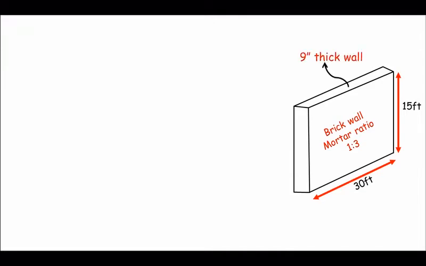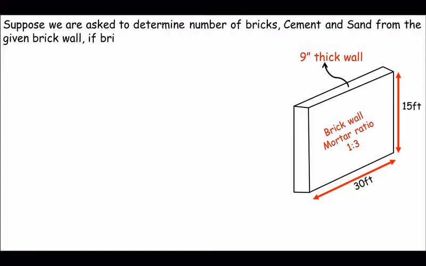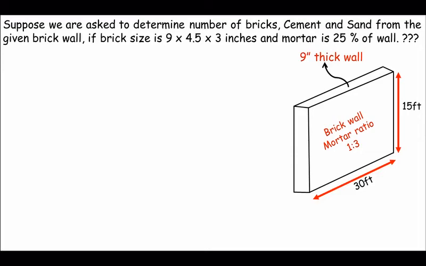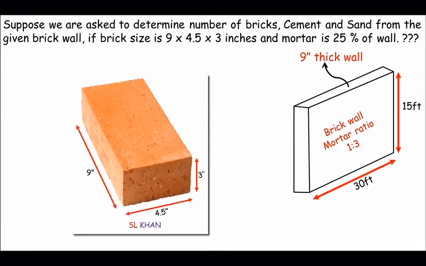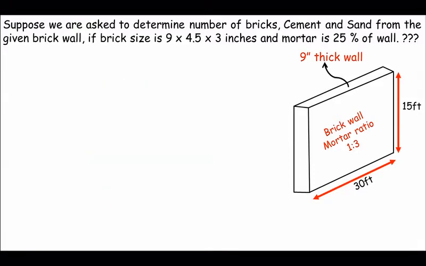Let's suppose we have a brick wall like this one. The length of the brick wall is 3 feet, its height is 15 feet, and let's suppose the thickness of the wall is just 9 inches, right? And let's suppose we are asked to determine the number of bricks, cement and sand from the given brick wall if the brick size is this one. This is of course in inches, 9 times 4.5 times 3 inches. And let's suppose the mortar is just 25% of the wall.